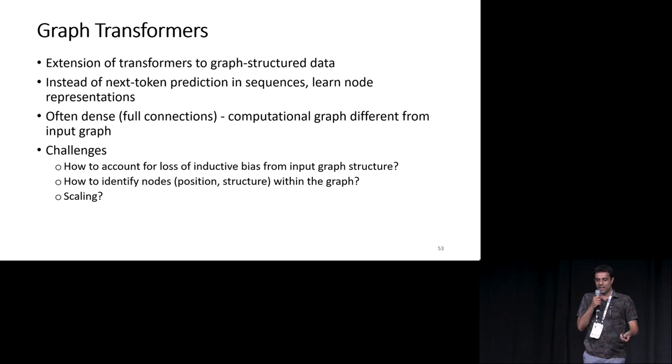So how do you account for this loss of inductive bias from the input graph structure if you're just kind of throwing out the input graph? And how do you identify nodes within the graph, right? So in your typical sequence transformer, you have a natural ordering and use some kind of positional encoding, right? So there's a natural kind of extension of that to the graph world. And then there's also scaling questions coming from the number of connections.